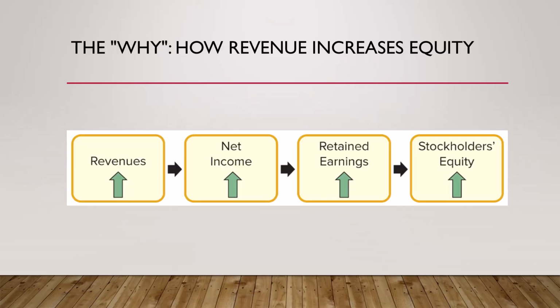But why does revenue increase equity? This flowchart tells the story. When a company earns revenue, it increases its net income for the period. That net income, if not paid out as dividends, increases the company's retained earnings. And since retained earnings is a direct component of stockholders' equity, an increase there flows through to increase total stockholders' equity. It is a direct and logical link.